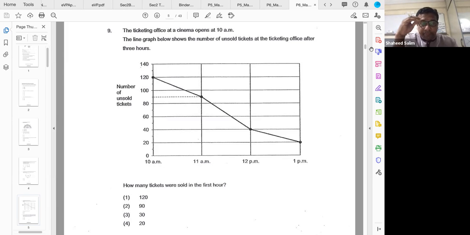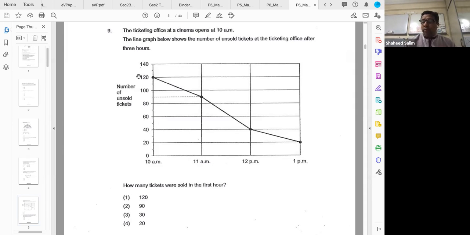Akil made a mistake. He didn't read the question. Akil, this is not the ticket sold. Ticket not sold, unsold. So at first they got 120 tickets, and then they sell. The number of tickets will go down. You must be clear. This is not unsold, you know.